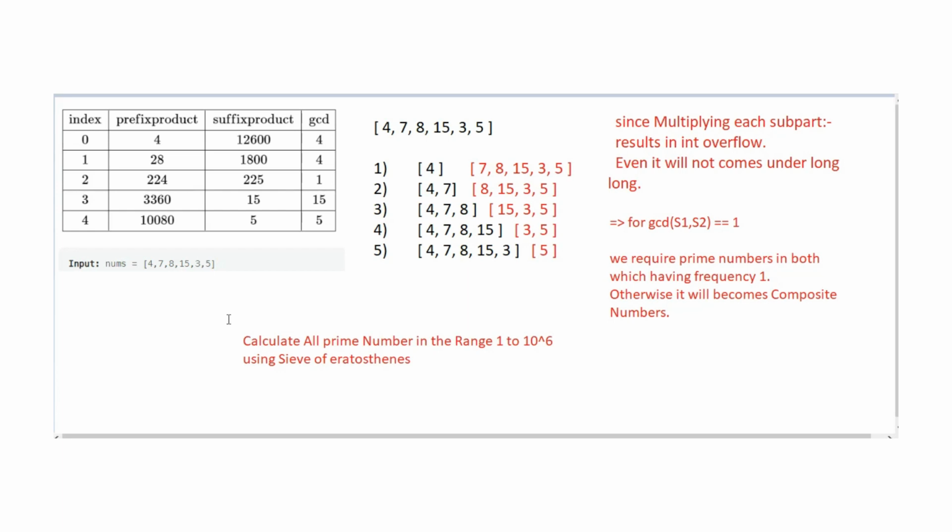Rather than multiplying both subparts and storing the result in a long, do not do this, because this will give a long overflow as well. Simply use the concept of the sieve algorithm and implement this problem.